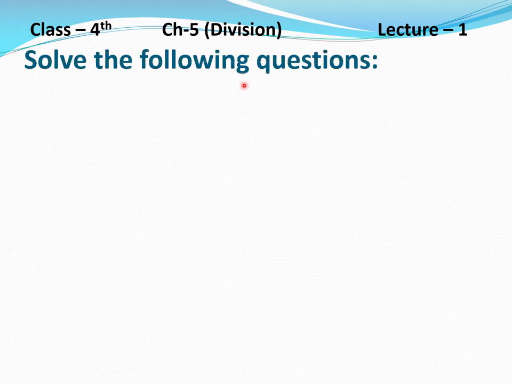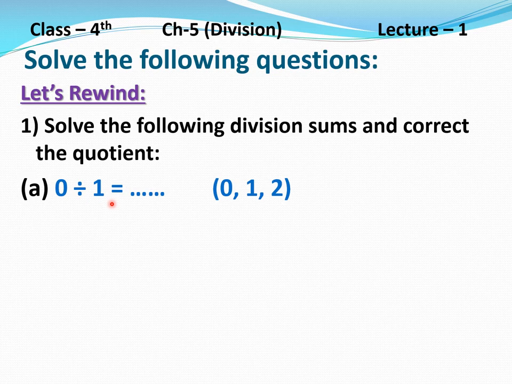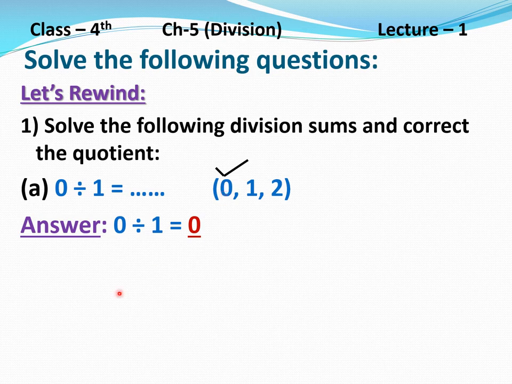Now solve the following questions. Let's rewind exercise. Question number 1. Solve the following division sums and choose the correct quotient. A part: 0 divide 1 equal to dash. Options are given: 0, 1, 2. You have to take the correct quotient, meaning the correct answer. Okay. See, 0 divide 1 equal to 0. So write down the answer. 0 divide 1 equal to 0. So take 0. Okay. So 0 is the correct quotient.